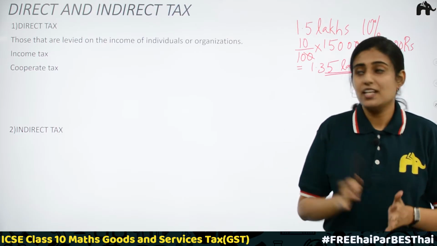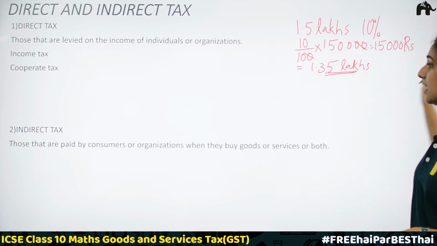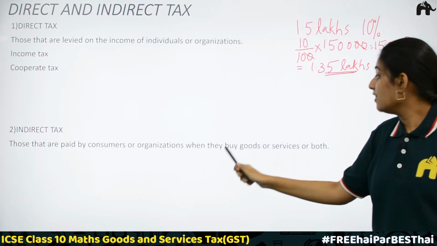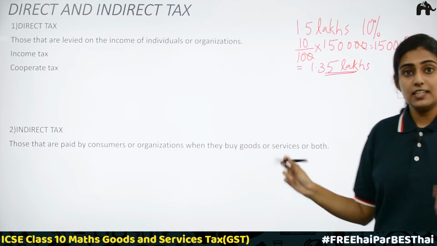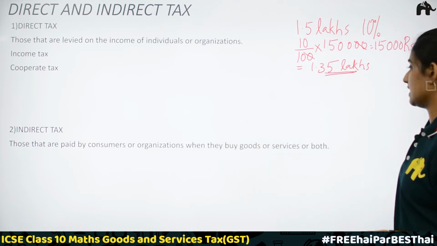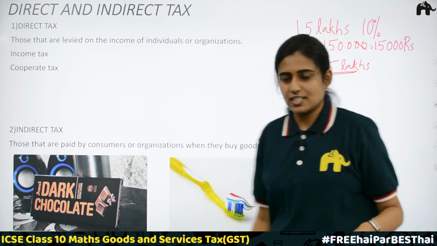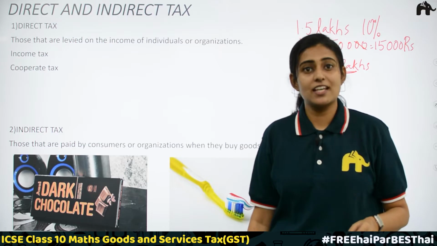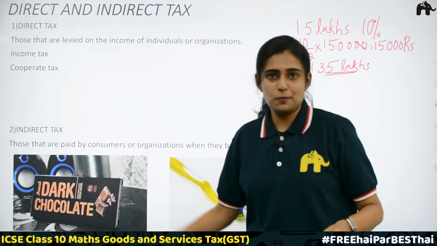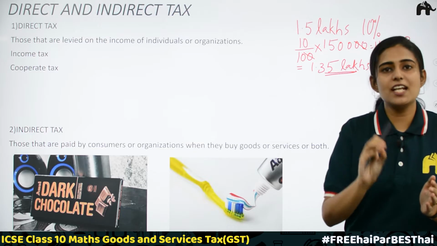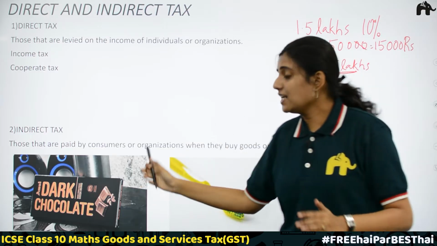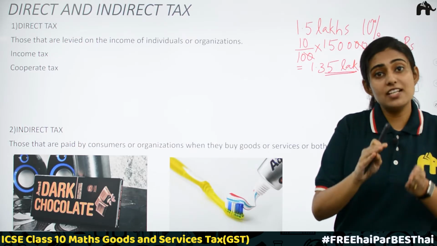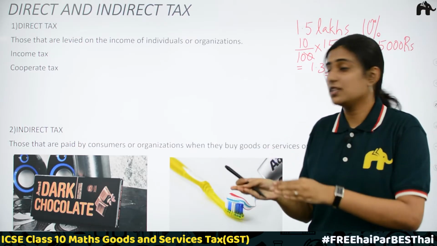For example, when you purchase some products, those taxes paid by consumers or organizations when they buy goods or services or both are known as indirect taxes. For example, you have this chocolate, you have this toothpaste. Do you think you pay taxes for these items? Yes. Maybe this cost 50 rupees. Out of this 50 rupees, a certain amount is tax. The shopkeeper doesn't get this complete 50 rupees. He will be getting only the amount after the GST, the amount that goes to the government.